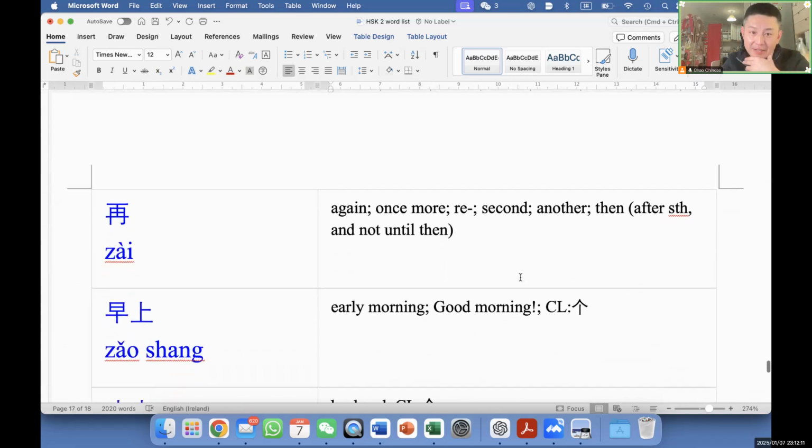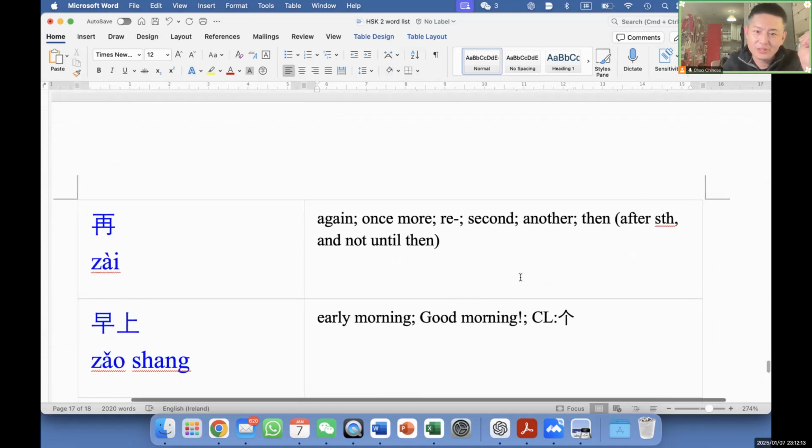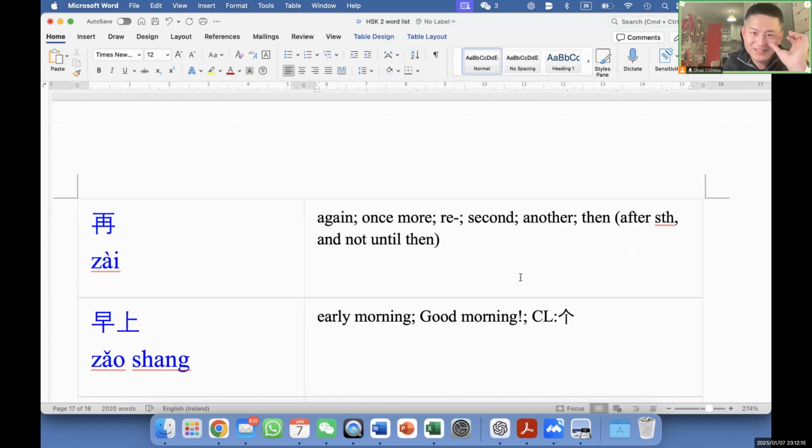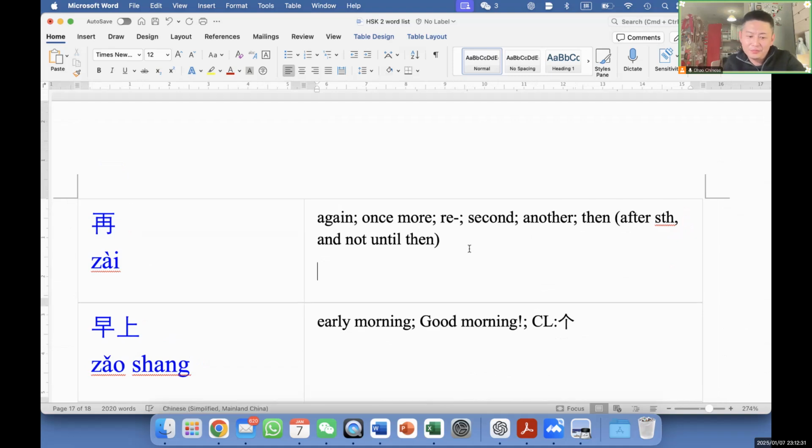再 again. 再见. No, actually, I shouldn't say 再见 yet. I still have 2 pages. 再 when you use 再 before a verb means you do something again. 我再吃一点. I love that sentence.